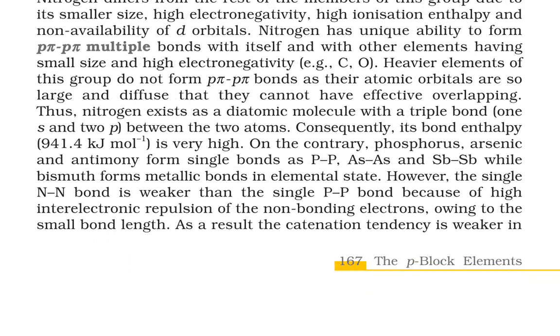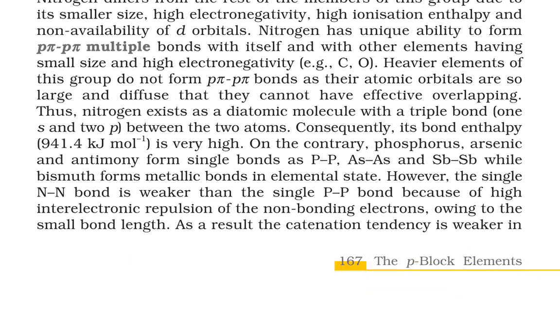Thus, nitrogen exists as a diatomic molecule with a triple bond, one sigma and two pi, between the two atoms. Consequently, its bond enthalpy, 941.4 kJ per mole, is very high. On the contrary, phosphorus, arsenic and antimony form single bonds, while bismuth forms metallic bonds in elemental state.